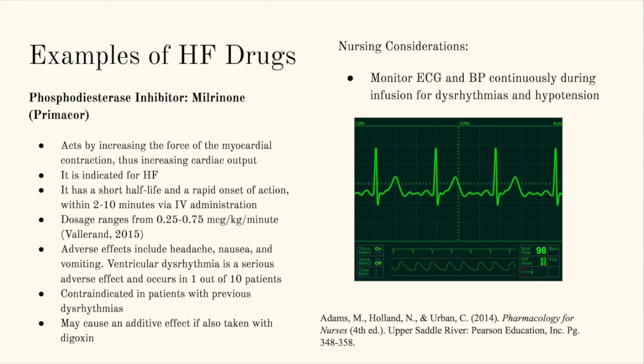And lastly, there's Primacor, which is a phosphodiesterase inhibitor. It has a short half-life and a rapid onset of action, within 2 to 10 minutes via IV administration. The dose ranges from 0.25 to 0.75 micrograms a minute. Adverse effects include headache, nausea, and vomiting. Ventricular dysrhythmias is a serious adverse effect and occurs in 1 out of every 10 patients. For nursing considerations, you want to monitor the ECG and blood pressure continuously during infusion for dysrhythmias and hypotension.